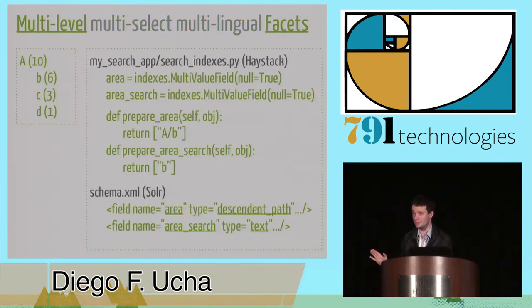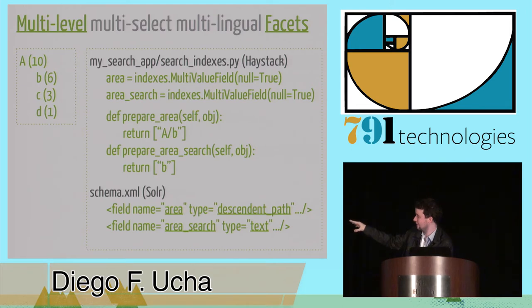So for multi-level facets, you can choose which one you want. If you want all of them, you can get a free slide that I'm showing you guys and implement it. But for multi-level, first we have like a facet A, which is like the top of the category. And inside of that, we have B, C, and D. And for that, we have a map, my search app, and the search_indexes.py, which is the common file for Haystack. And we are creating, the main one is the area, which is the multi-value field.